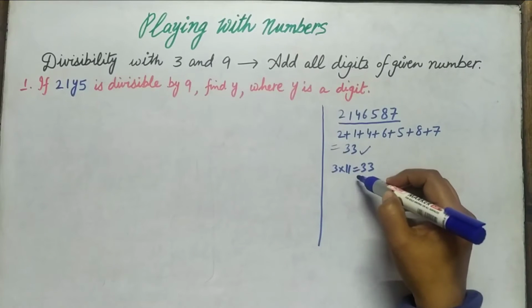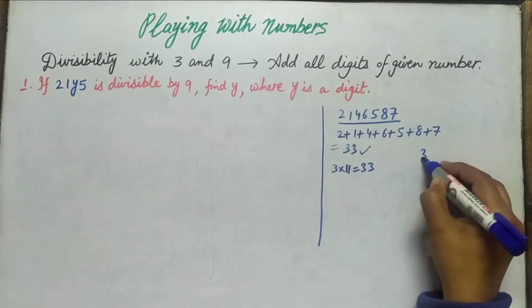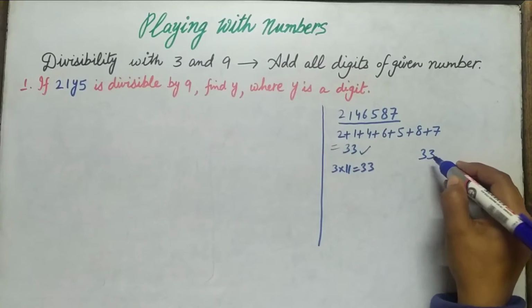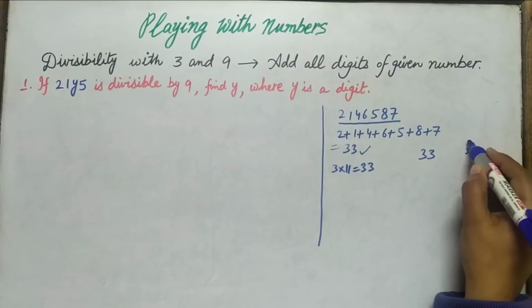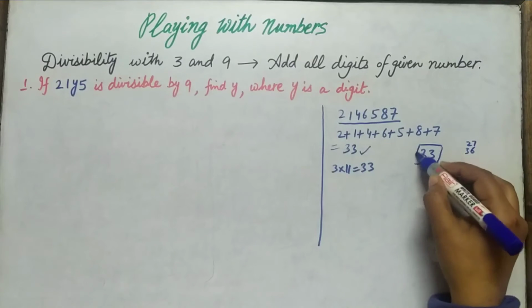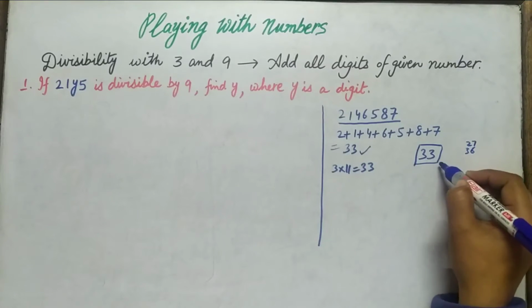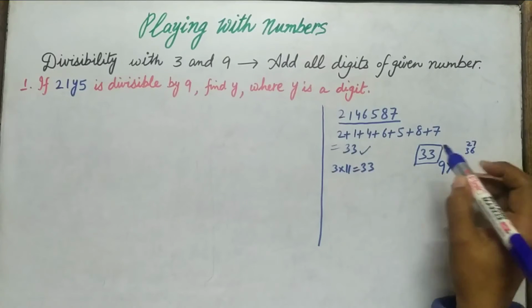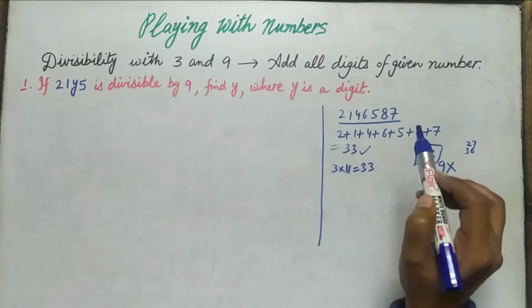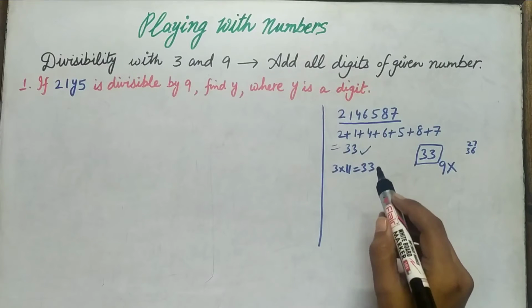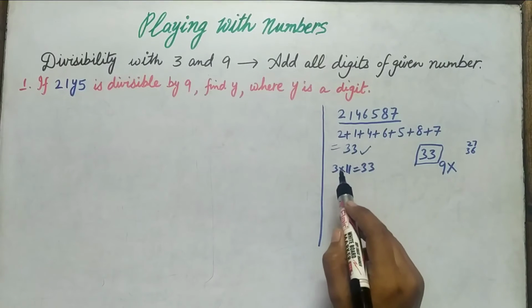by 3. Again, the sum of digits is 33. It is not a multiple of 9. 9 fours are 36, 9 threes are 27. So 33 is not in the table of 9. Therefore, it is not divisible by 9. This total number. So with this same method, we will do another type of sums.